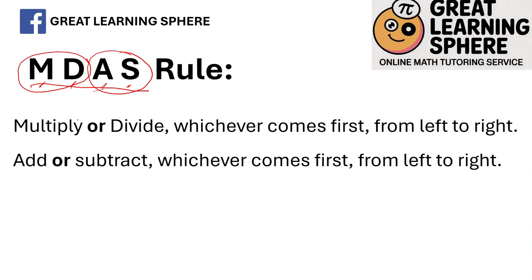Take note, the rule says you have to multiply or divide, whichever comes first from left to right. Meaning to say, if division came first over multiplication, then you have to divide first. If multiplication came first over division, then you have to multiply. Also, addition and subtraction come together because you have to add or subtract, whichever comes first from left to right. So let's have that problem.